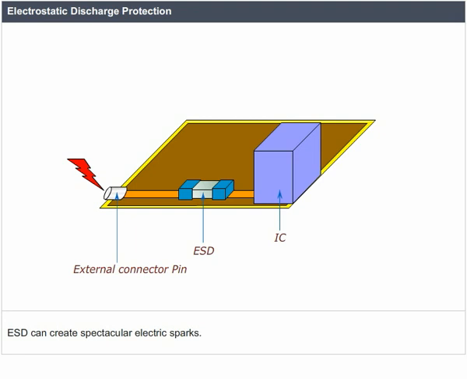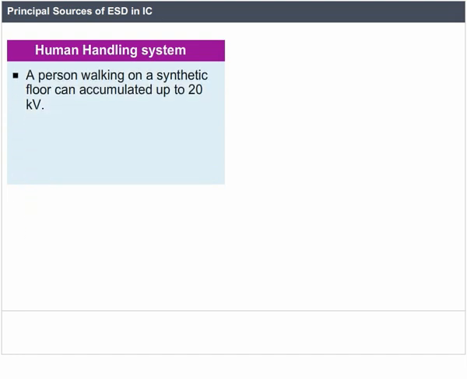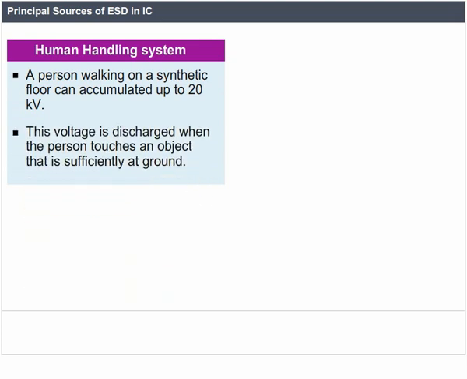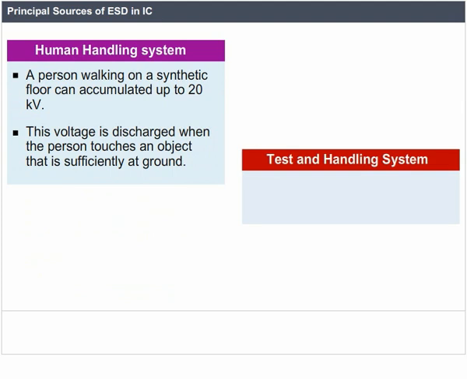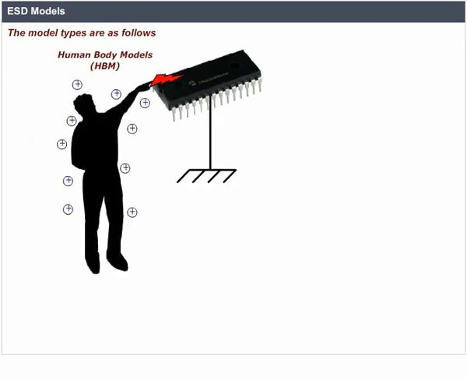Principal sources of ESD in IC. Human handling system. A person walking on a synthetic floor can accumulate up to 20 kV. This voltage is discharged when the person touches an object that is sufficiently at ground. Test and handling systems. Equipment can accumulate static charge due to improper grounding. The charge is transmitted through ICs when it is picked up for placement in test sockets. ESD models. The model types are as follows: human body model HBM, machine model MM, charge device model CDM.